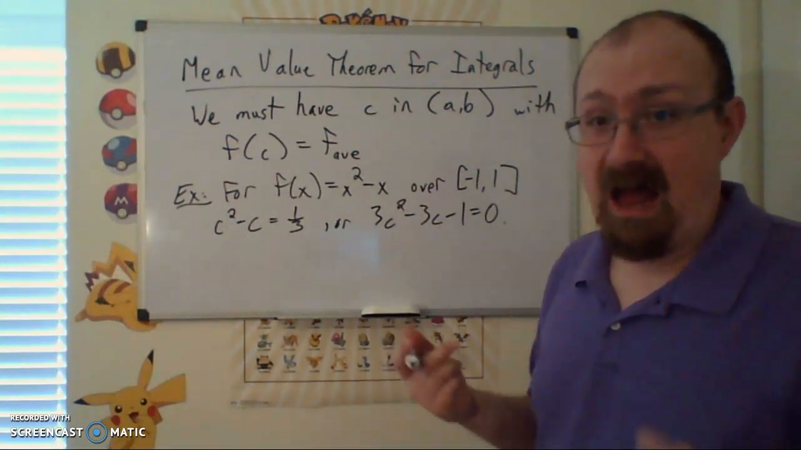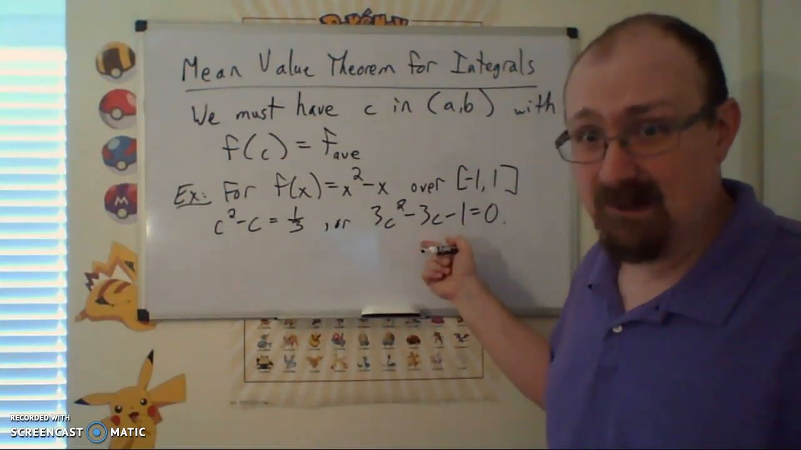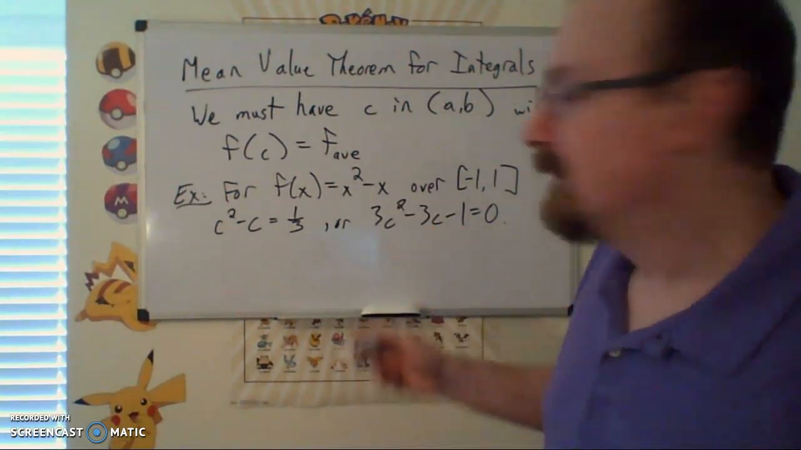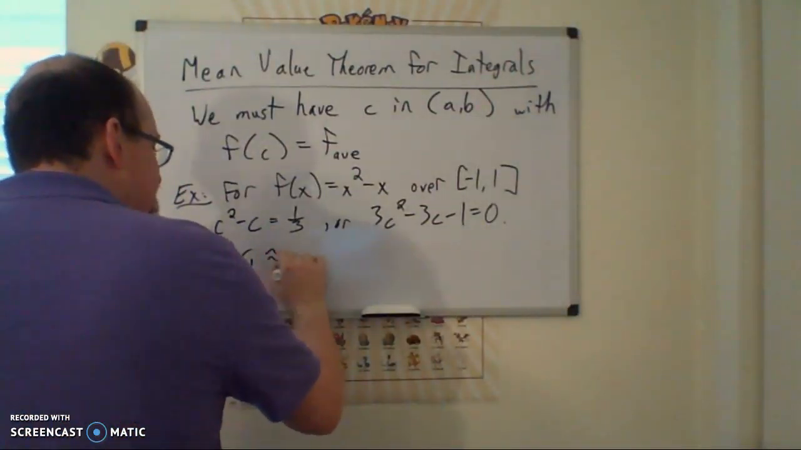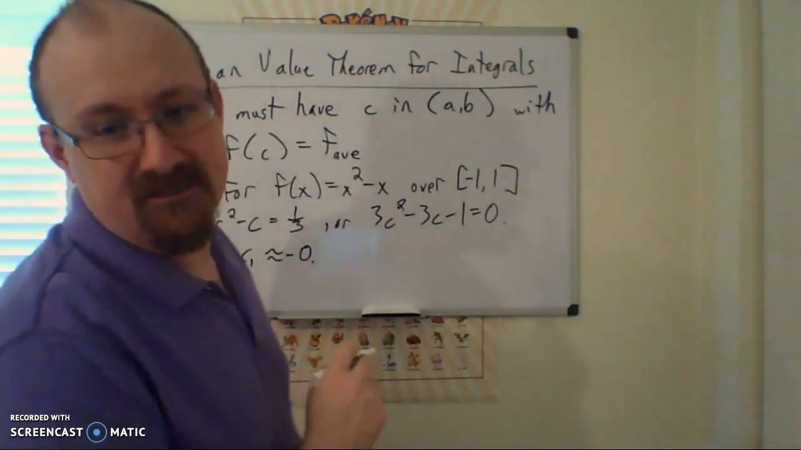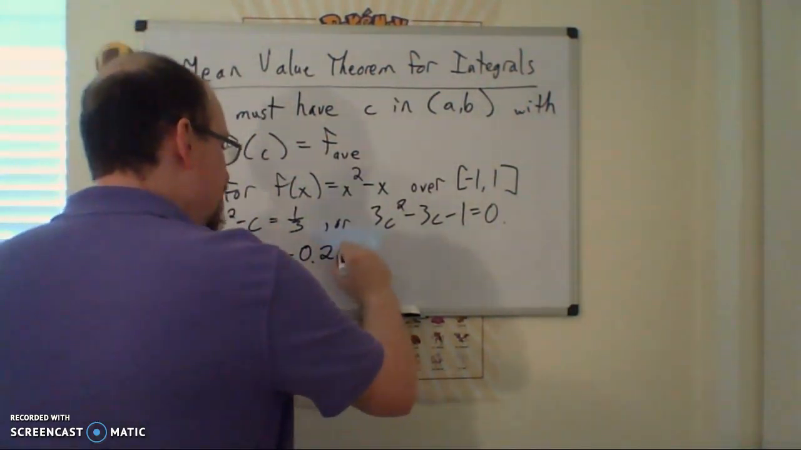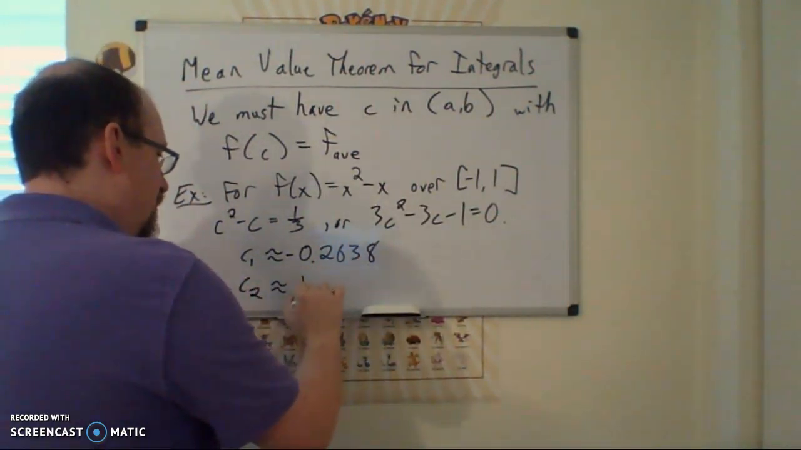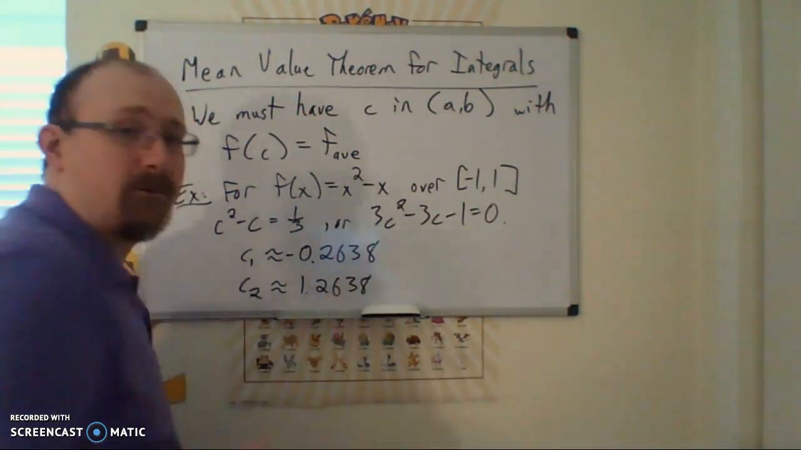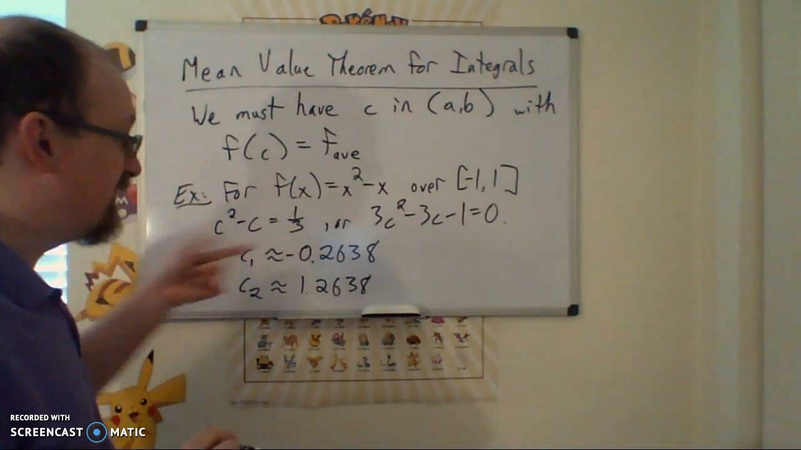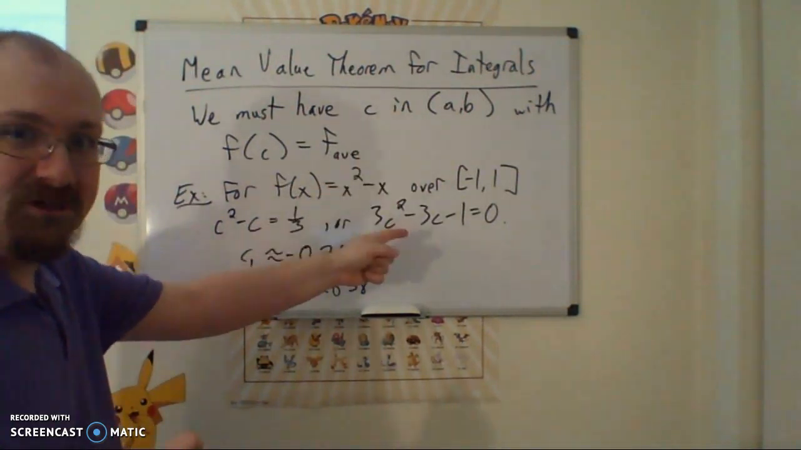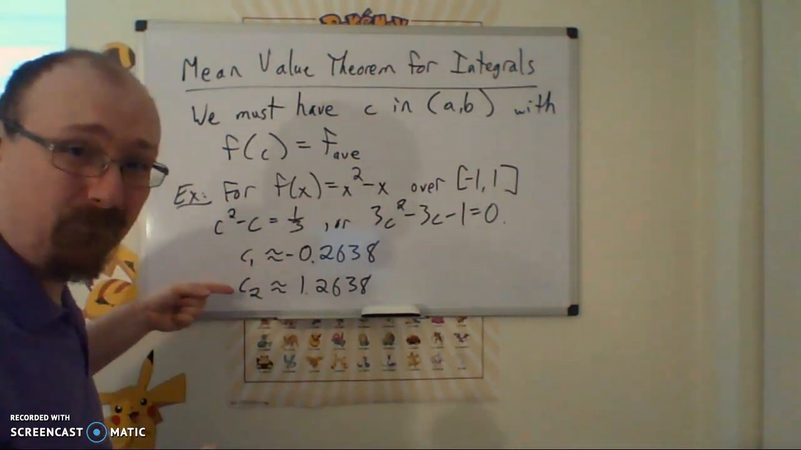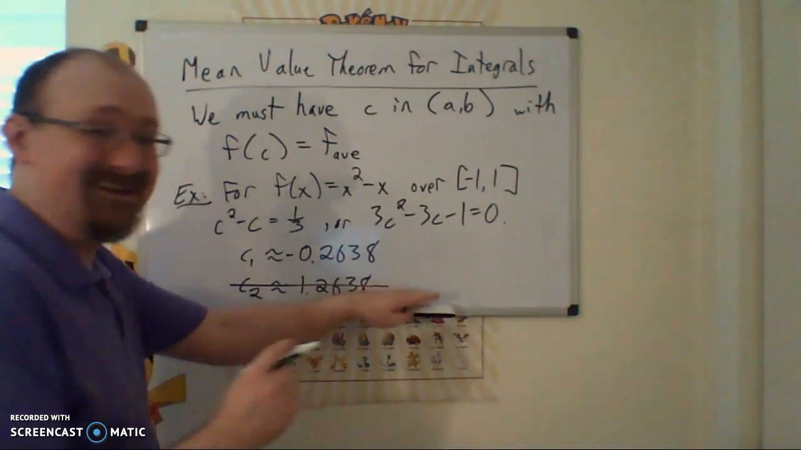Full disclosure, I just graphed this in my calculator and then used the zero command to track down the c values where this ends up being true. So I got one c value of negative 0.2638, to four decimal places, and c2 of 1.2638. So those are the c values that satisfy this. There's a catch. Do both of these live inside the interval we need? No, they do not. This one is outside there.